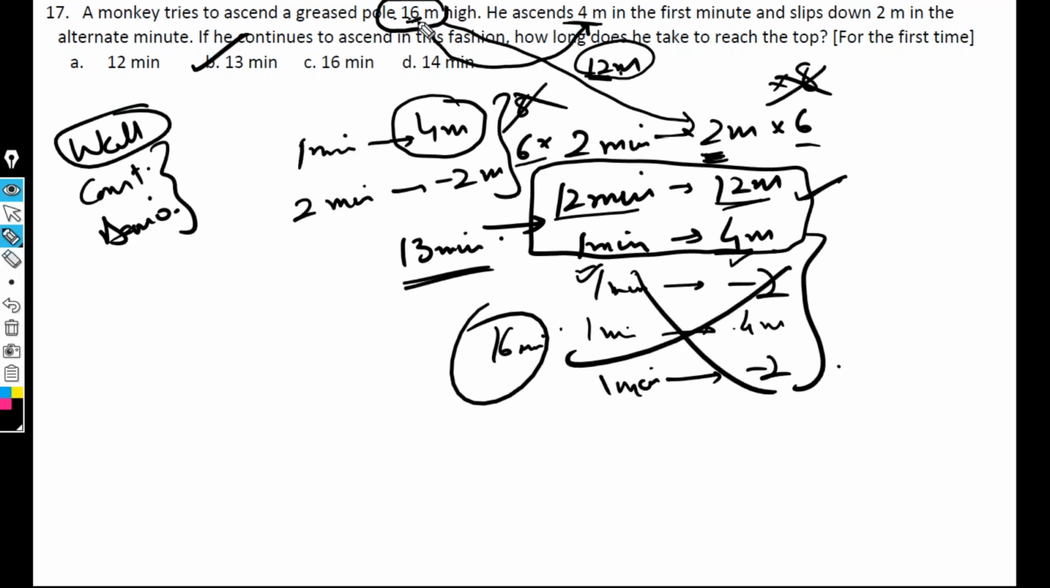Soumya, 16 is the total work which is to be done. 4 meter is the work which is getting added. So 16 minus 4 is 12 meter. This is how we got 12. And then 12 divided by 2 is 6. So I multiplied both sides by 6. Is it done, Soumya? Good.